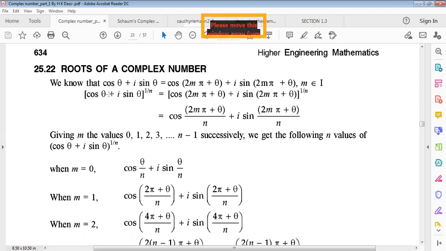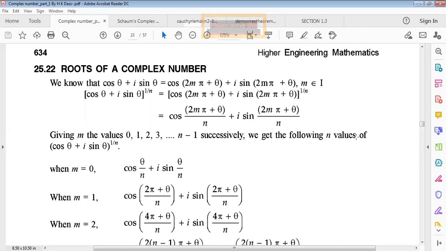Now taking power 1 by n on both sides, we can write the whole to the power 1 by n in the third bracket. Now by applying de Moivre's theorem, this angle will be multiplied by 1/n. This gives cos((2m pi + theta)/n) + i sin((2m pi + theta)/n). Now giving m values 0, 1, 2, 3 up to n minus 1, we get n roots here.